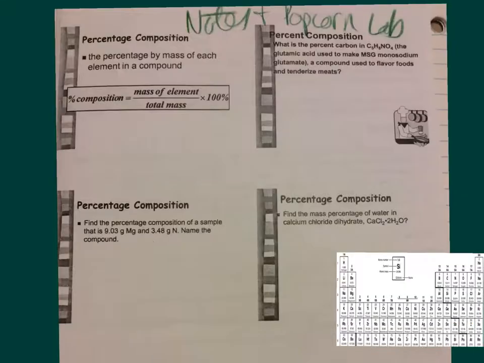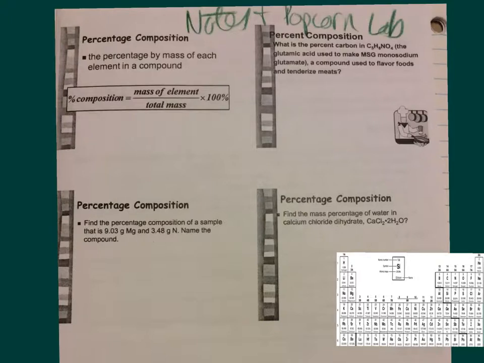So let's make it easy. Let's pay attention. None of this is difficult. You can all do this. We're just not going to use words like stuff and things. We're going to use words like molar mass and percent composition. So percent composition: the percentage by mass of each element in a compound.